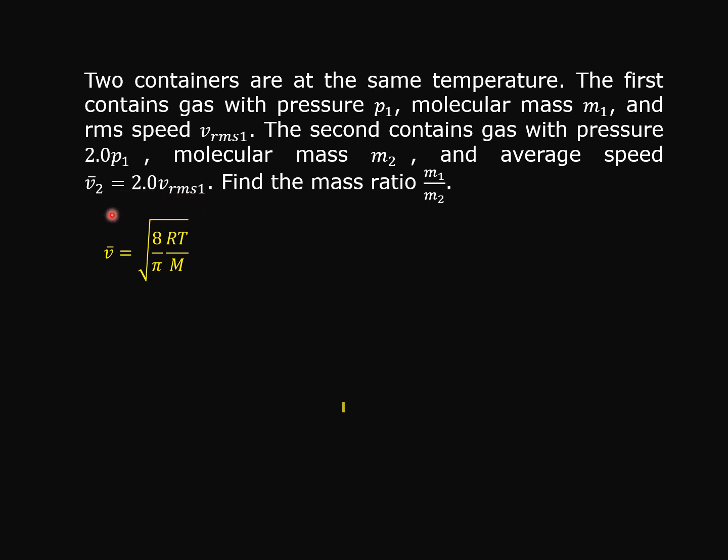So now we need to know the average speed formula. It is the square root of 8 over pi times RT over M, where R is the gas constant, T is the temperature in Kelvin, and the capital M is the molar mass. For Vrms, we have this formula, which is the square root of 3 RT over M.